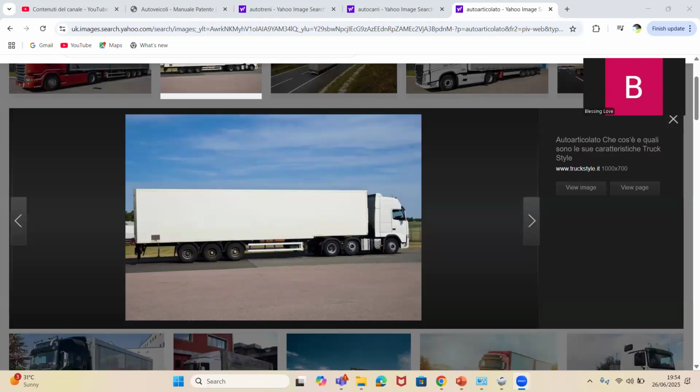Auto articulati and auto carry. Now, how many of them did? Three. It's not two, it's three. Right, let me ask another person. That means you know auto carry, auto train and the auto articulati. Not auto train. Auto Train.